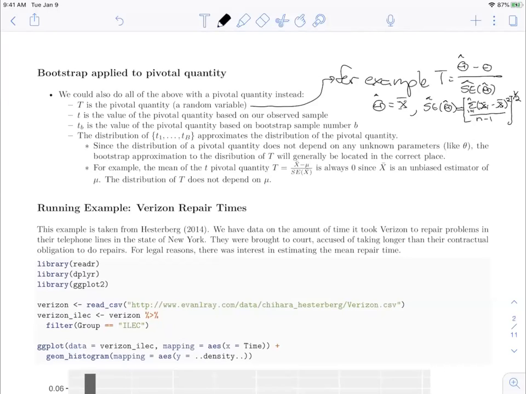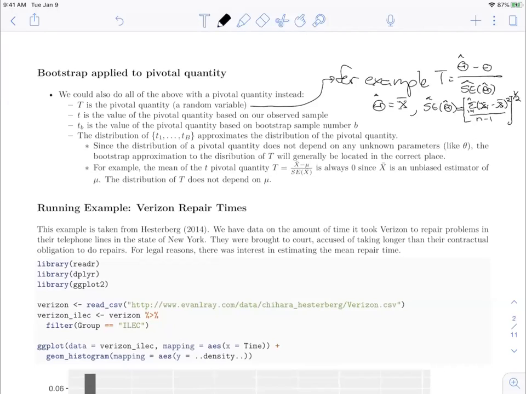Based on our observed sample, lowercase t would be the value of the pivotal quantity for that observed sample. There's something a little bit funny about this, in the sense that we would not actually be able to calculate this pivotal quantity for most purposes because it involves theta, and theta is not a known number to us. So we can't really calculate t, but we can imagine that there is a value, lowercase t, associated with our sample. And that would be the realized value of the pivotal quantity for that sample.